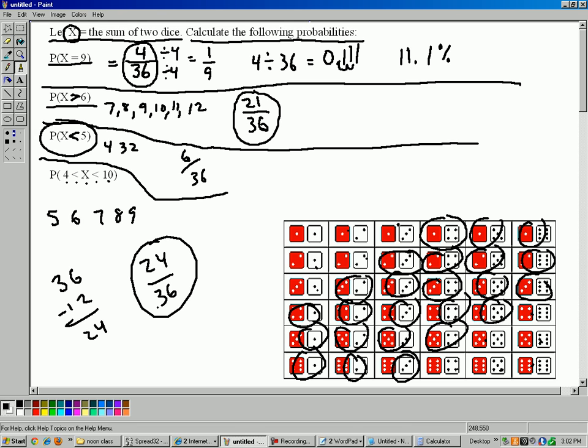Now, of course, you could have answered it the same by counting up all the circled ones, and you would get 24. But it's just a little trick. And that's it for some dice probabilities.